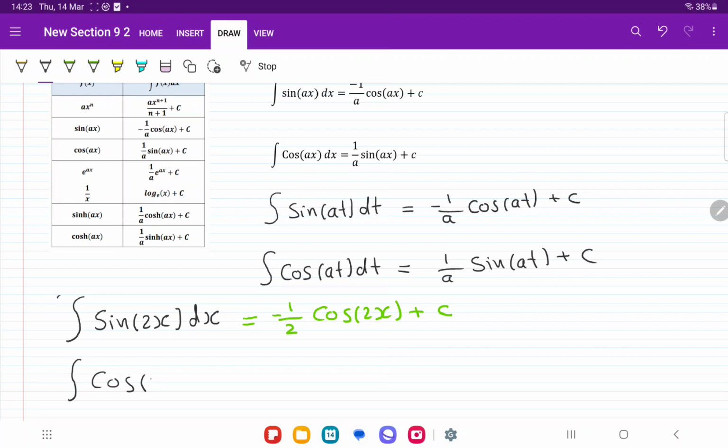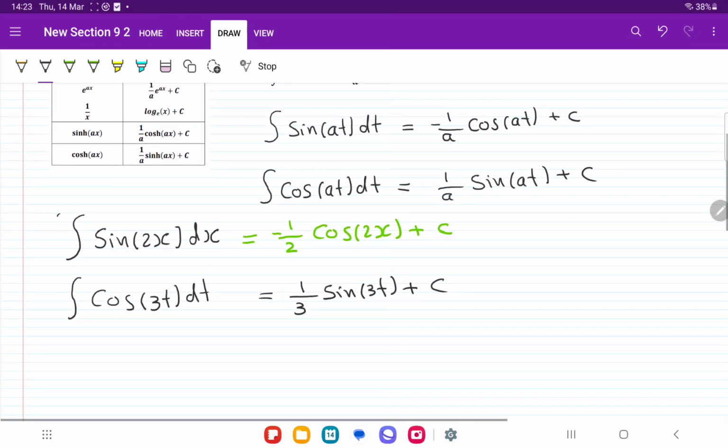Another example, integrate cosine 3t dt. The value of a here is 3, so we check the table of integration. The cosine becomes 1 over a, which is 1 over 3, sine 3t plus c. We're going to do a few more examples.